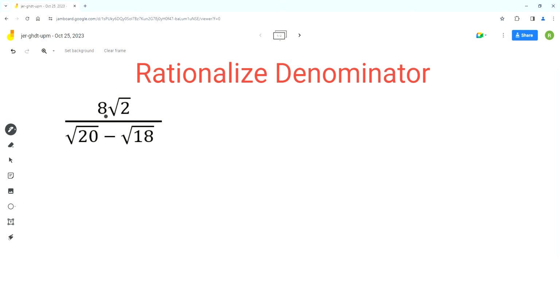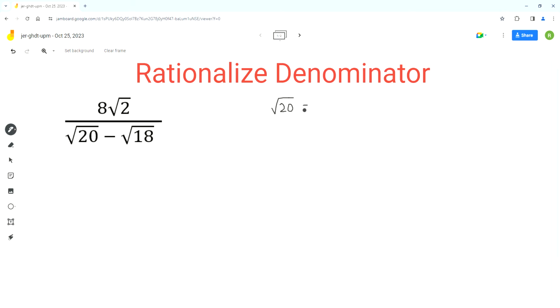Now we cannot simplify the term in the numerator because the number under the radical is a 2, which is a prime number, but we can simplify square root of 20 and square root of 18. So let's start with square root of 20. So we can do these steps on the side. So the first step is to break down 20 into its prime factors.